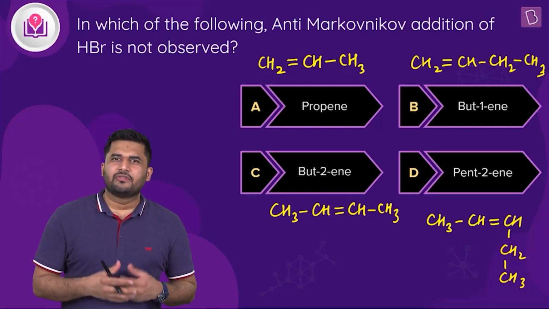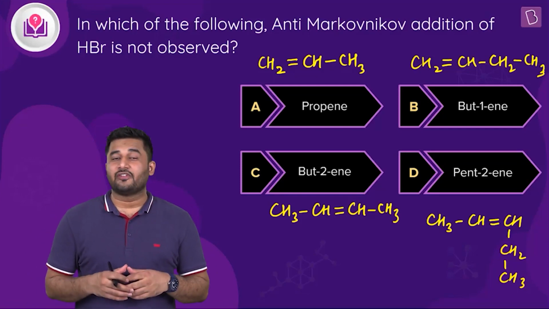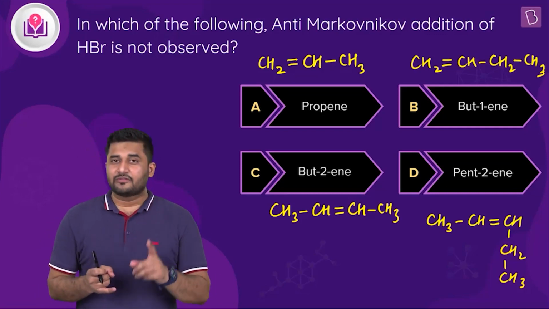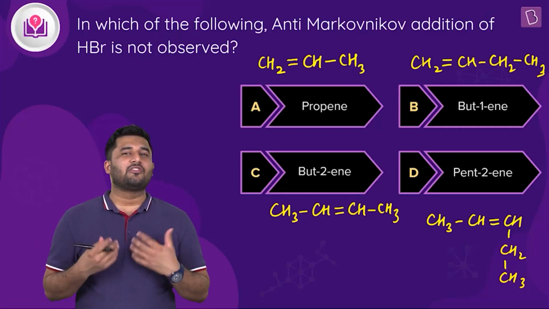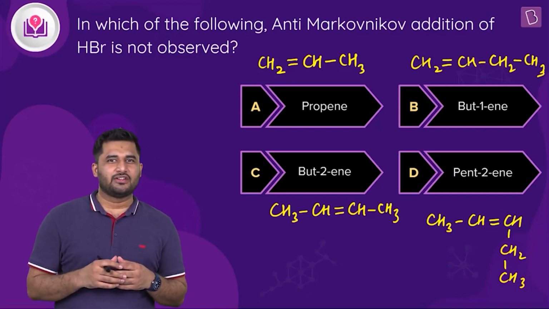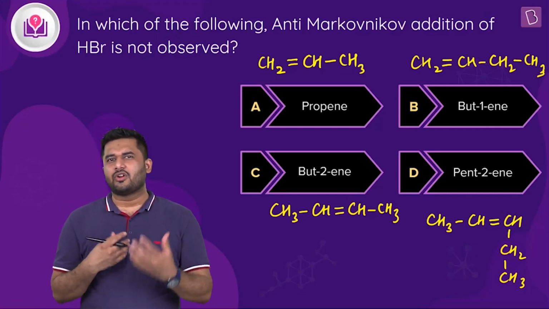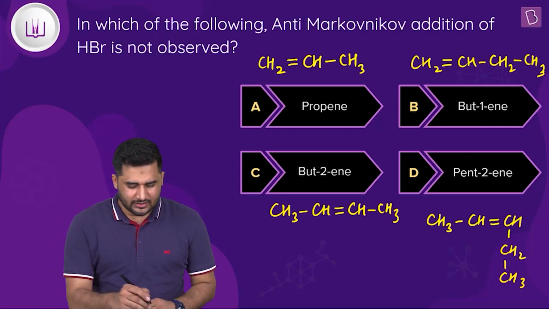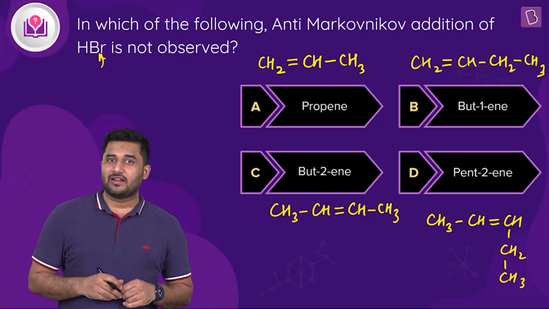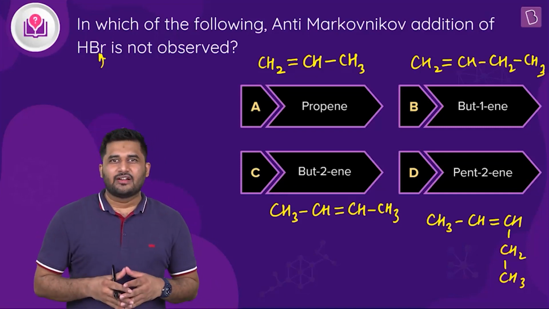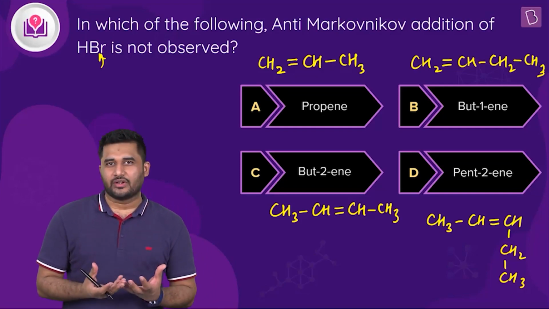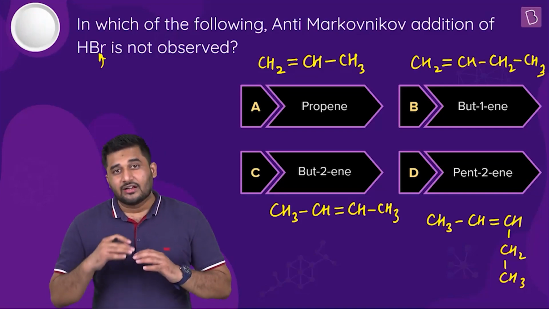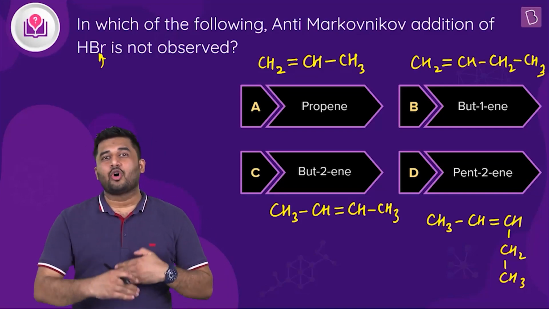Now let us see how to figure out whether anti-Markovnikov's addition of HBr will be observed in a particular molecule or not. Very simple it is. First of all, you have to understand Markovnikov's rule and anti-Markovnikov's rule. So Markovnikov's rule says that the halogen part of HBr will attack the double bonded carbon which is more substituted, or you can say which carries less number of hydrogens. Clear? And anti-Markovnikov's rule is just opposite of that.